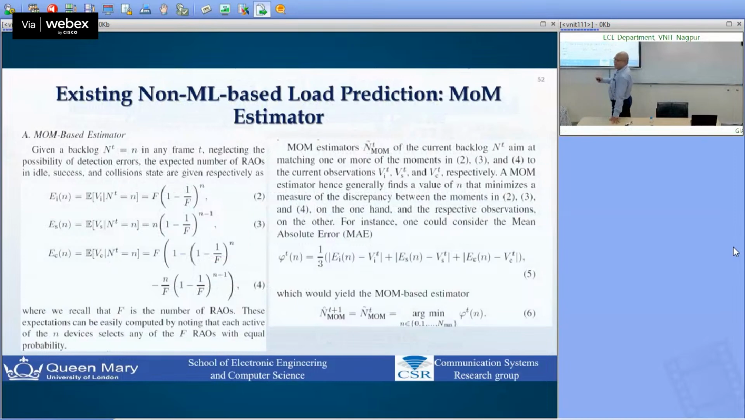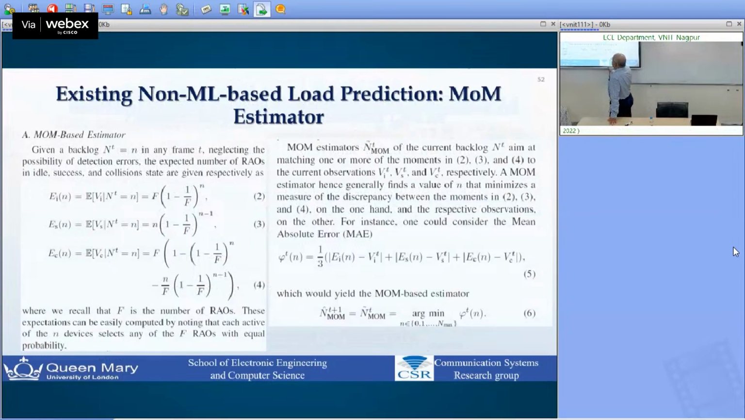So all preambles are not selected. Therefore, (f minus 1)/f to the power n, you multiply. Then the expected value, so here f times this expected value. Similarly, you can calculate using the probability expected value. Once you have calculated the expected value, now you have the observation.